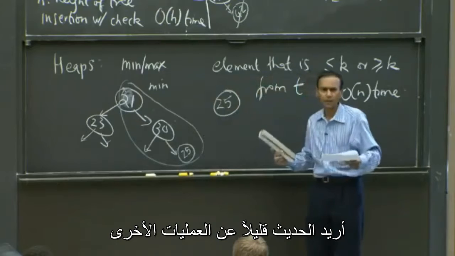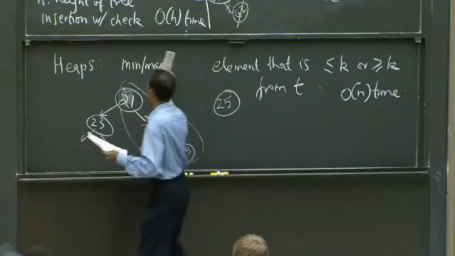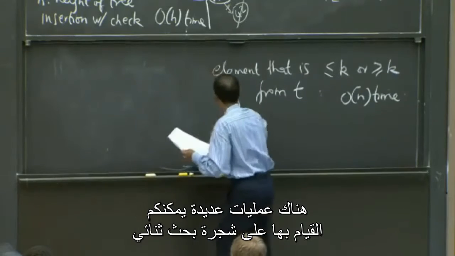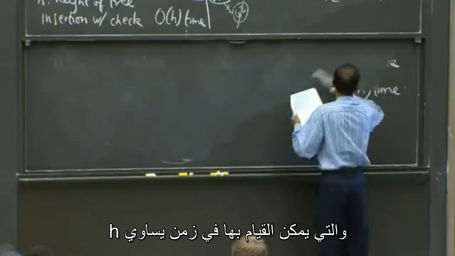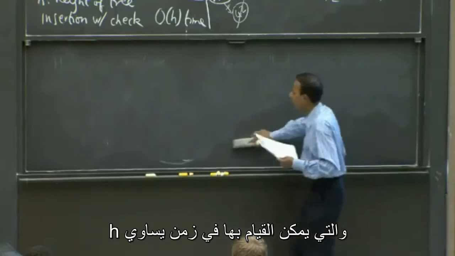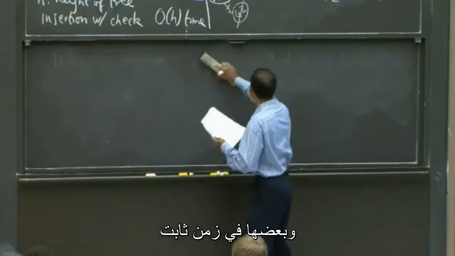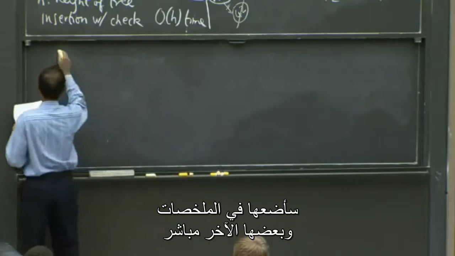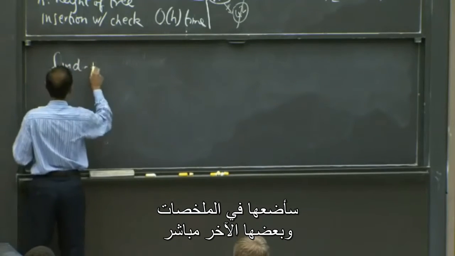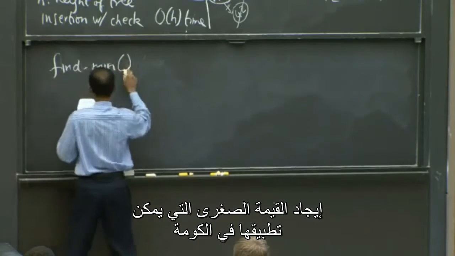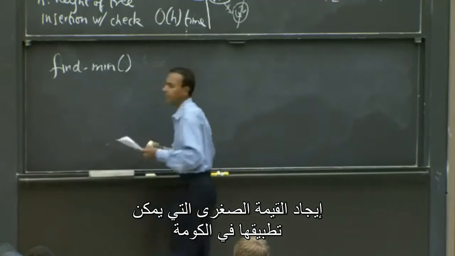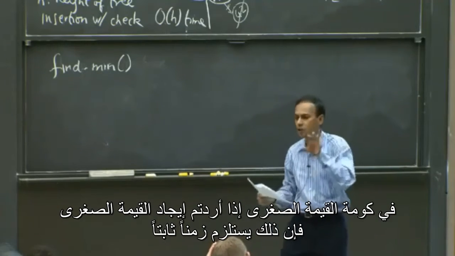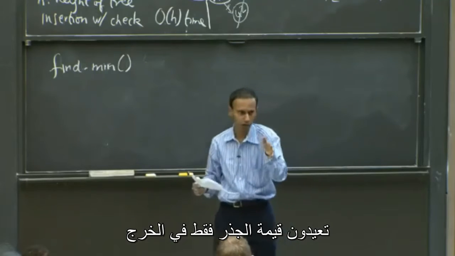I just want to say a little bit about other operations. There are many operations that you can do on a binary search tree that can be done in order h time, and some even in constant time. I'll put these in the notes. Some of these are fairly straightforward. Find min can be done in a min heap. If you want to find the minimum value, it's constant time. You just return the root, okay?